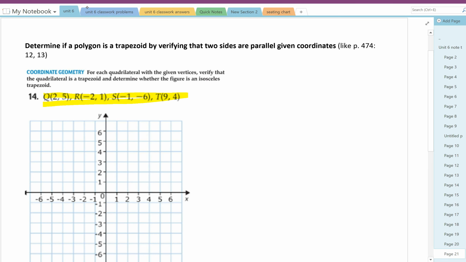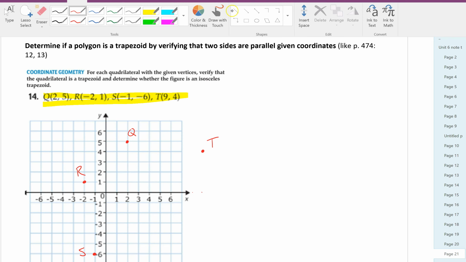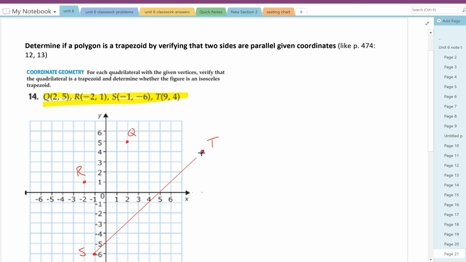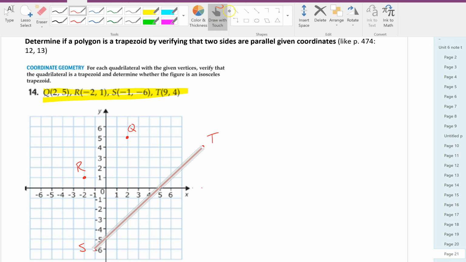So I'm told Q is at 2, 5, so that's Q. R is at -2, 1. S is at -1, -6. And T is at 9, 4. So I'm going to go off of my grid a little bit. Here's 7, 8, 9, and then up to 4. So there's T. And then I'm going to connect them with lines. I don't necessarily have to here, but it'll just kind of help me see what I'm working with.